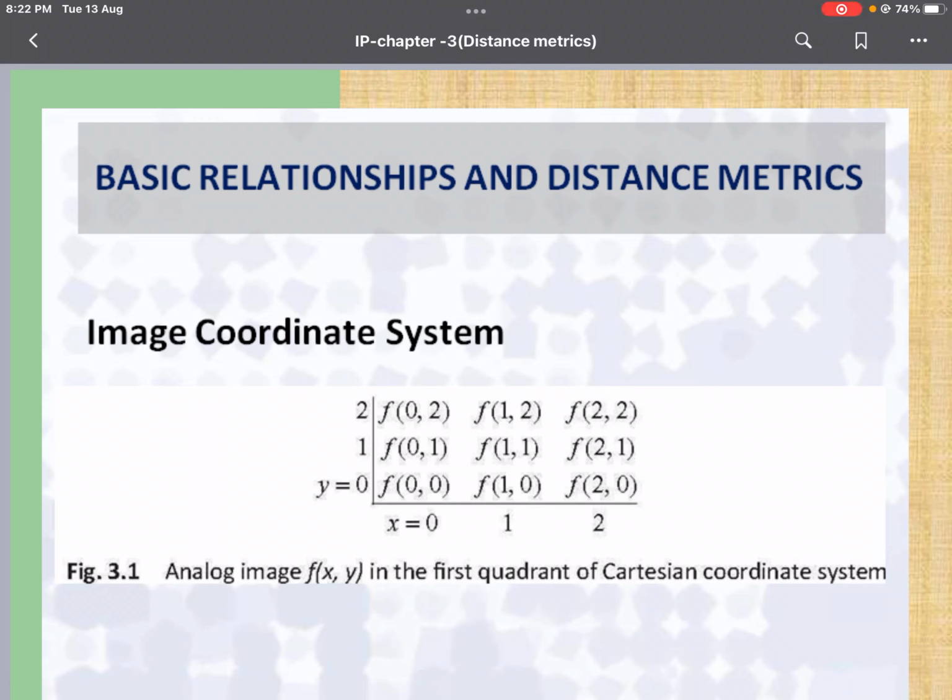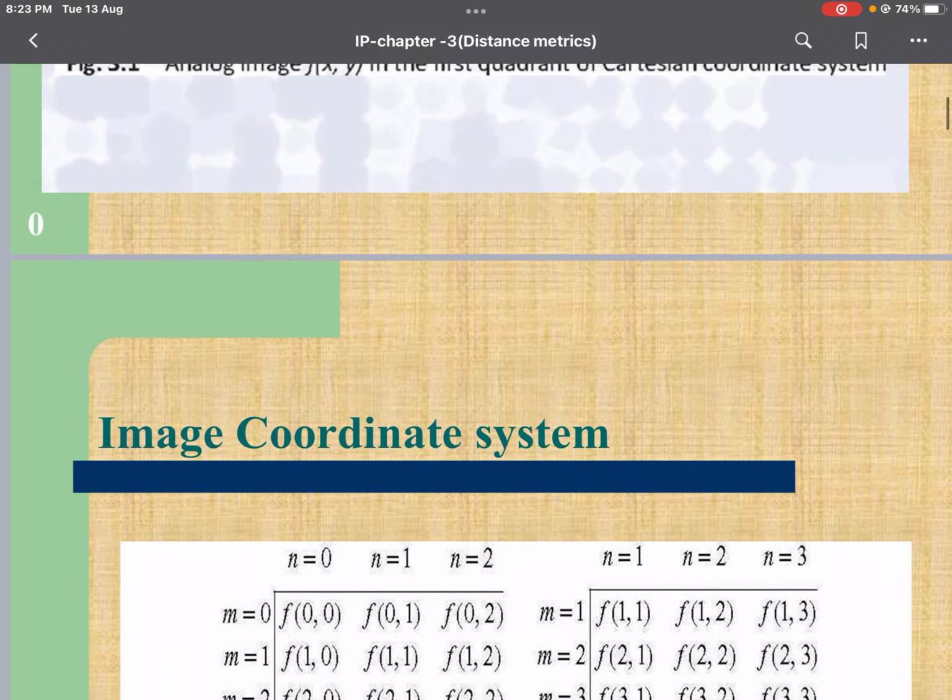Whatever image you are going to represent in the image coordinate system, this diagram shows how you are going to represent the images with respect to the coordinate system. Here x has the scale of 0, 1, 2 and y is also 0, 1, 2. f of 0, 0 specifies the pixel position, and f of x y represents the first quadrant of the coordinate system.